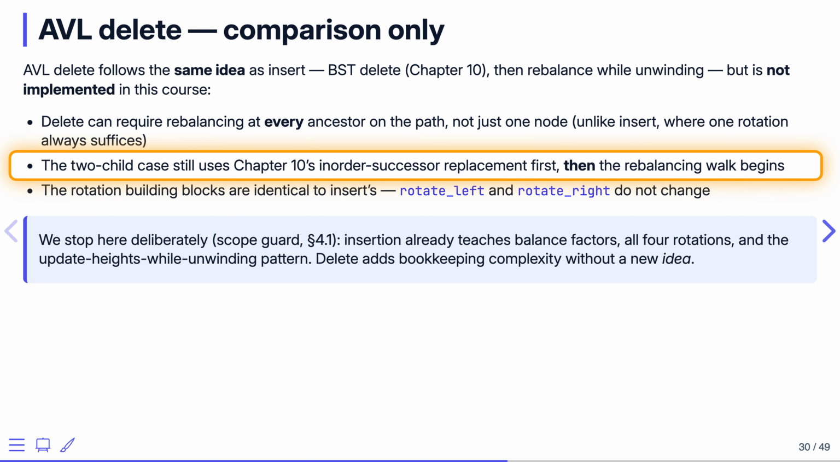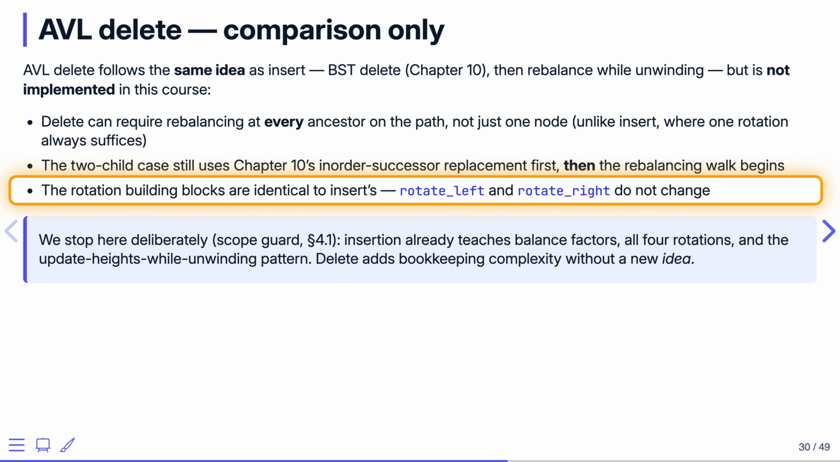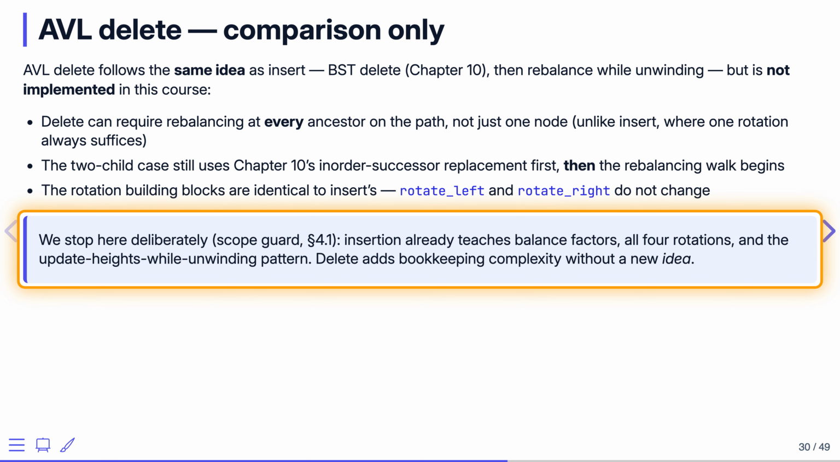Second, the two-child case still uses Chapter 10's trick first. You replace the node with its in-order successor. Only then does the rebalancing walk begin. Third, the building blocks are the same. Rotate left and rotate right do not change at all. We stop here on purpose. Insert already teaches balance factors, all 4 rotations, and the update-height-while-unwinding pattern. Delete just adds bookkeeping, not a new idea.